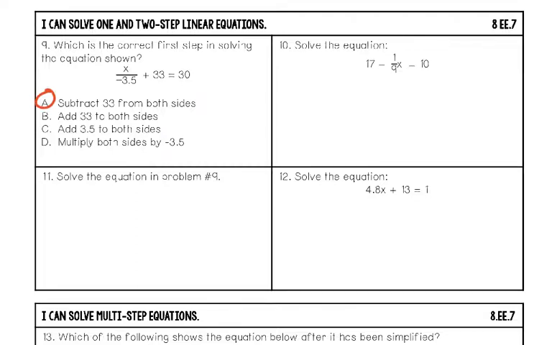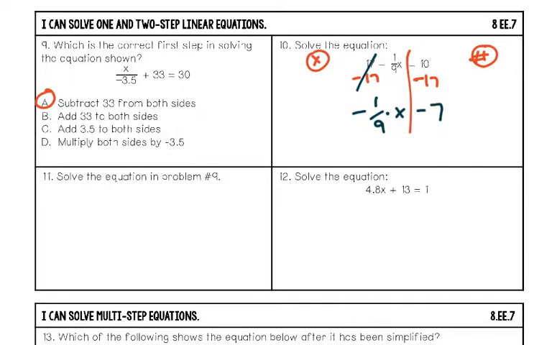Number 10 says solve the equation. We start by drawing our line on the equals. We know that this is going to be our x side, this is going to be our number side. Start by going in reverse order of PEMDAS. So the last thing being done to the x would be with this 17. So you're going to get rid of a positive 17 by subtracting 17 because we need to move all of our numbers away from the x. So we have on the left side negative 1/9 times x, and on the right side, we have 10 minus 17, which is negative 7.